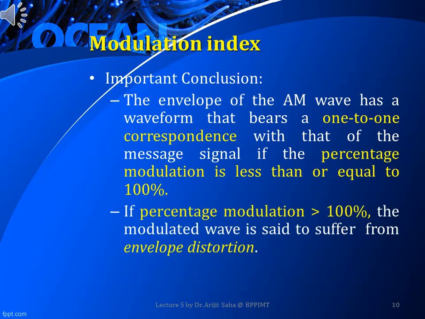Regarding modulation index, the conclusion we can draw is that the envelope of the AM wave has a waveform that bears a one-to-one correspondence with that of the message signal if the percentage modulation is less than or equal to 100%. And if the percentage modulation exceeds 100%, then the modulated wave is said to suffer from envelope distortion.